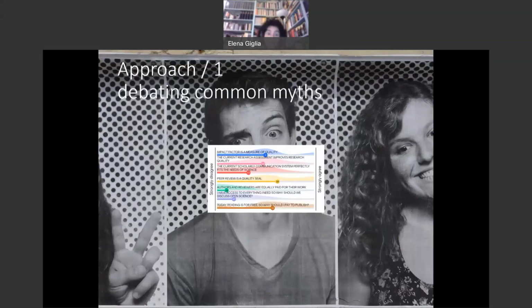Another approach, debate the common myths. So I suggested some sentences like, today reading is free, why should I pay to publish? The impact factor is a measure of quality. The current research assessment improves research quality. We discussed all these sentences because, as you can imagine, they are all false. They are just myths.